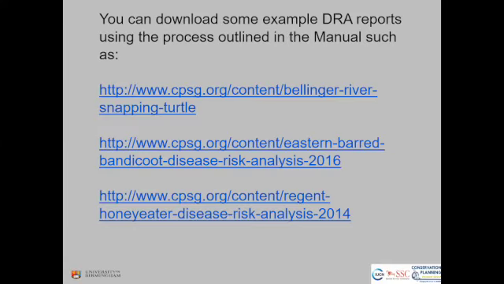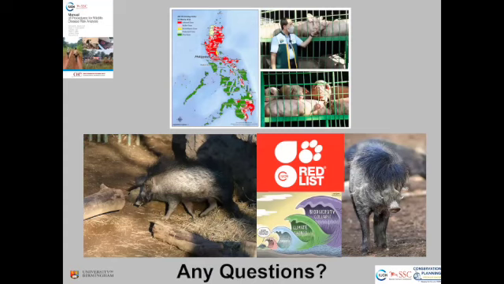Some of the previous reports used between wildlife, domestic animals, and humans and species are there through the CPSG website, and these are also linked to in the workbook, so you don't need to take these down immediately. I'm sure there are going to be many questions on that. If I could please ask you to hold those for time until we do the next session.